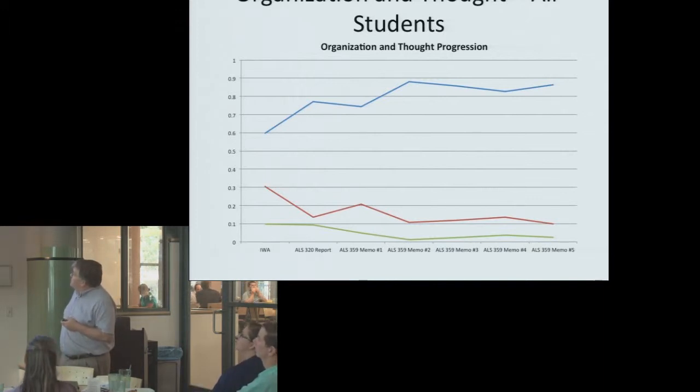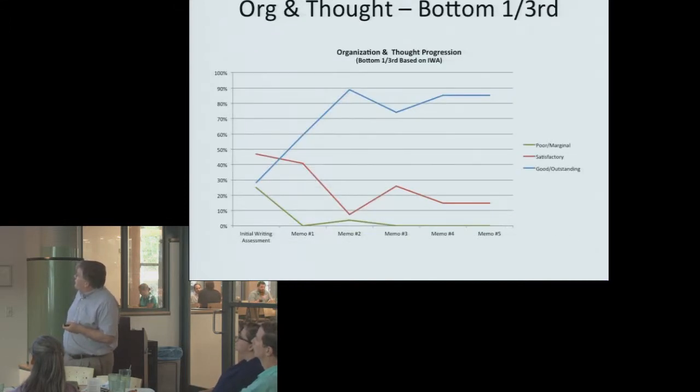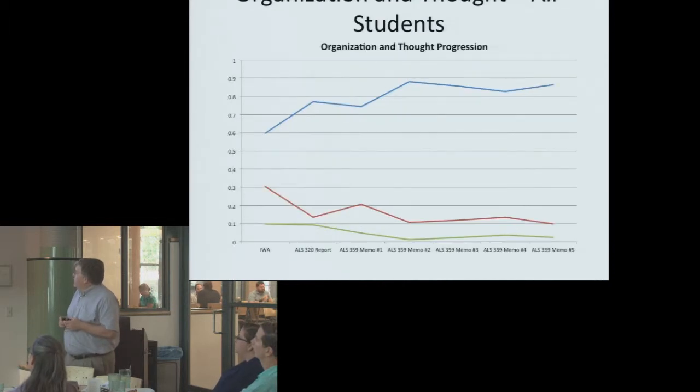So this is organization and thought, all students together. And you see a pretty similar thing. I actually showed you part of this already, right? The top part is good and excellent. Again, the bottom is failing and satisfactory. Here is just the bottom 1/3. So this is everybody, and this is the bottom 1/3. So again, there's poor, marginal, satisfactory, and good. So it's hard to really see a massive difference here.